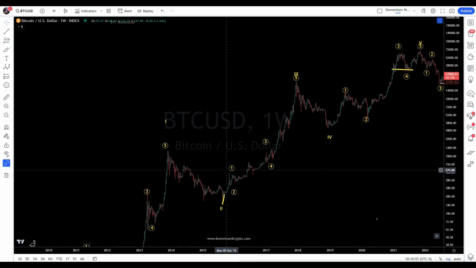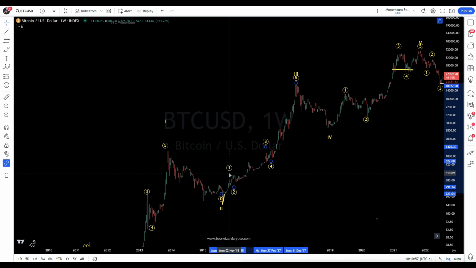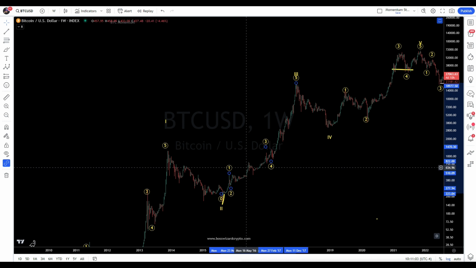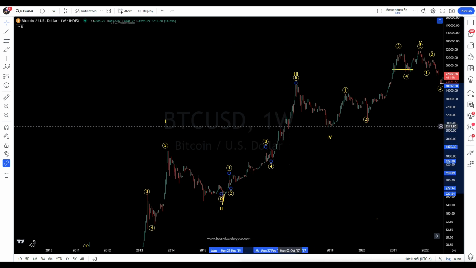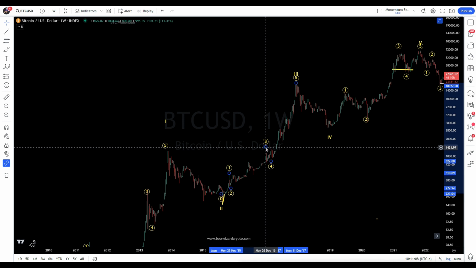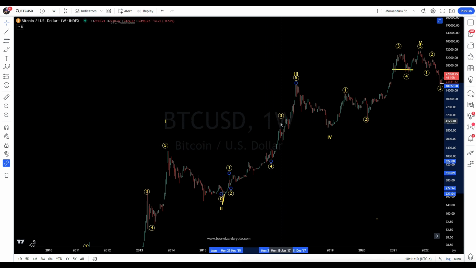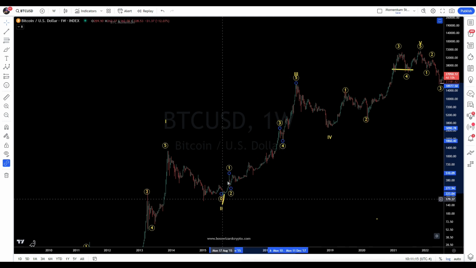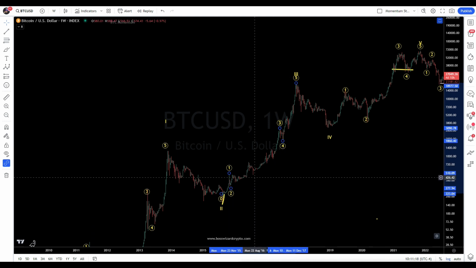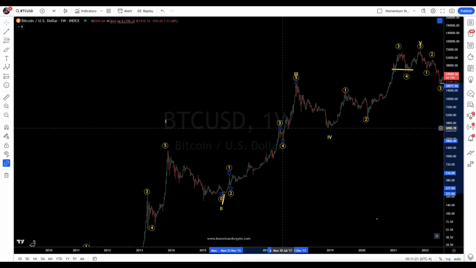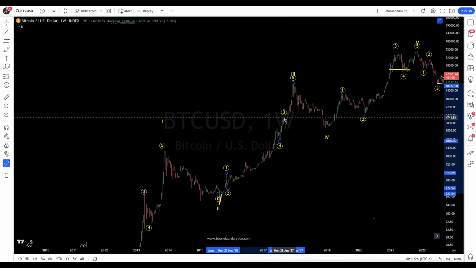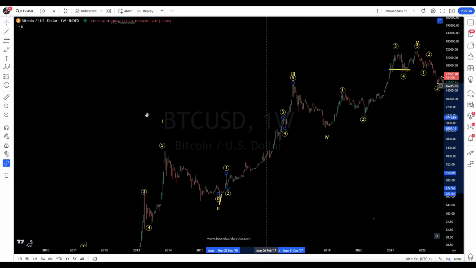Hold on, let me count this out. We'll go 1, 2, 1, 2, 3, 4, 5, 6, 12, 13. So that is where the 3 is. Hold on. 1, 2, 3, 4, 5, 6, 7, 8, 9. That's where the 3 is. 3 goes right there. 9, 10, 11, 12, 13.